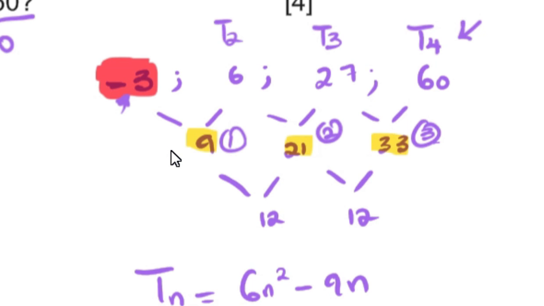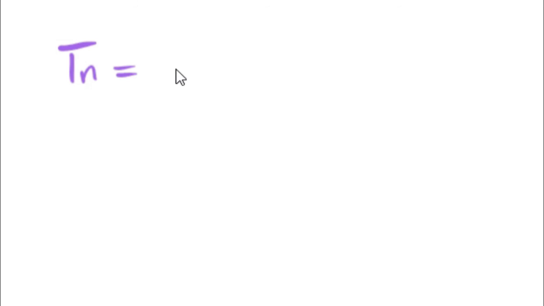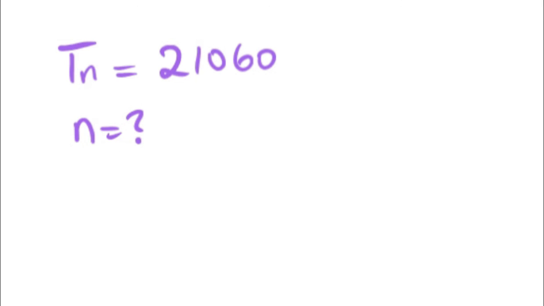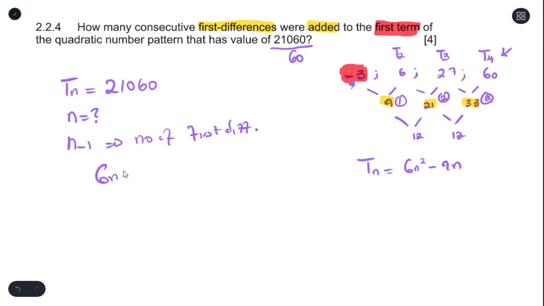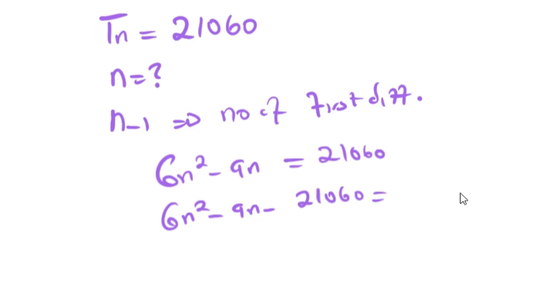Okay? So for us to figure this out, we need to look at it that Tn is equal to this, and we need to find what n is. Because if you can find the value for n, you just need to subtract 1 from it, and that will give you the number of first differences. So let's do that real quick. The Tn formula was 6n squared minus 9, and this is equal to 21060.